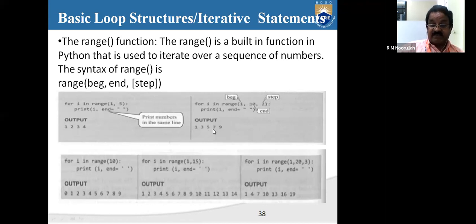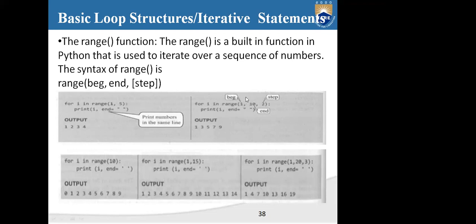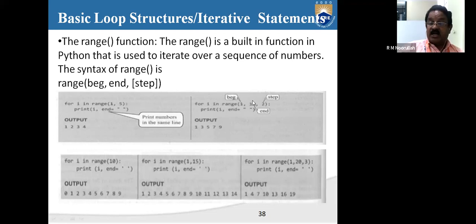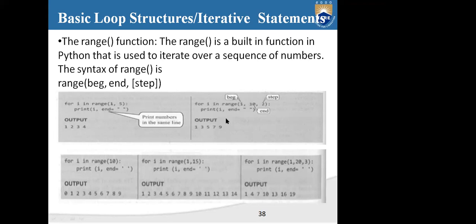I becomes 7. Is 7 within the range 1 to 10 or not? Yes. It's going to print 7. Then I will be incremented to 9. It's going to check whether 9 is within the range 1 to 10 or not. Yes. It's going to print 9. Then I will be incremented. The I value becomes 11. Is 11 within the range of 1 to 10 or not? No. Then it will come out of the loop.